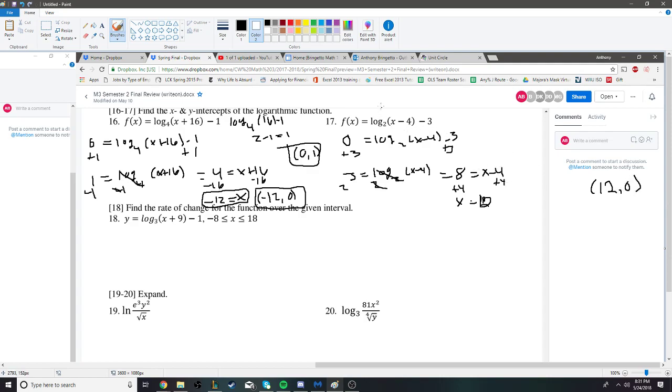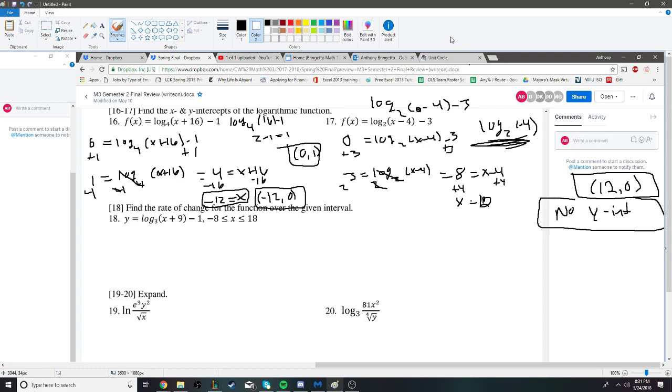Our y-intercept, when you plug 0 in, you get log base 2 of 0 minus 4, minus 3. That's log base 2 of negative 4. Red flag, can't happen. Can't take the log of a negative number. So you only have an x-intercept, and you would say that there is no y-intercept.